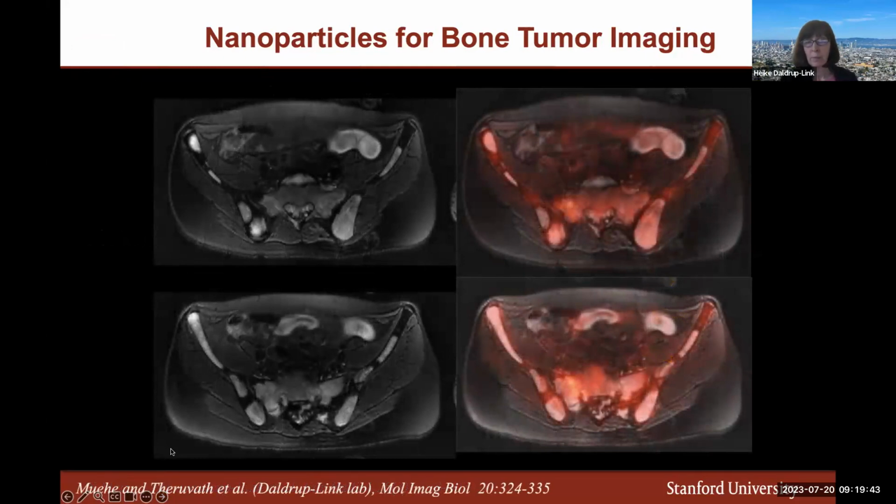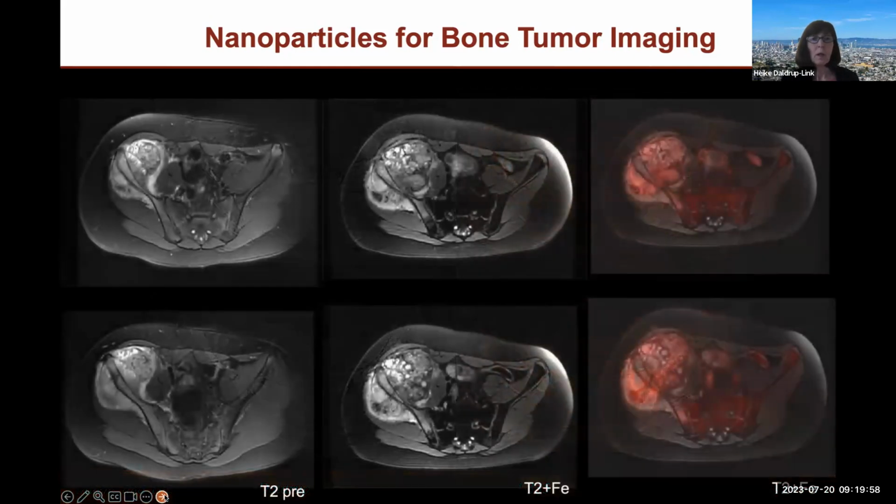Here you see one of our patients with a soft tissue sarcoma and multiple bone marrow metastases. And again, the normal bone marrow shows a darkening effect and focal lesions stand out as bright lesions. And you see the co-localized PET signal. This also applies to primary tumors.